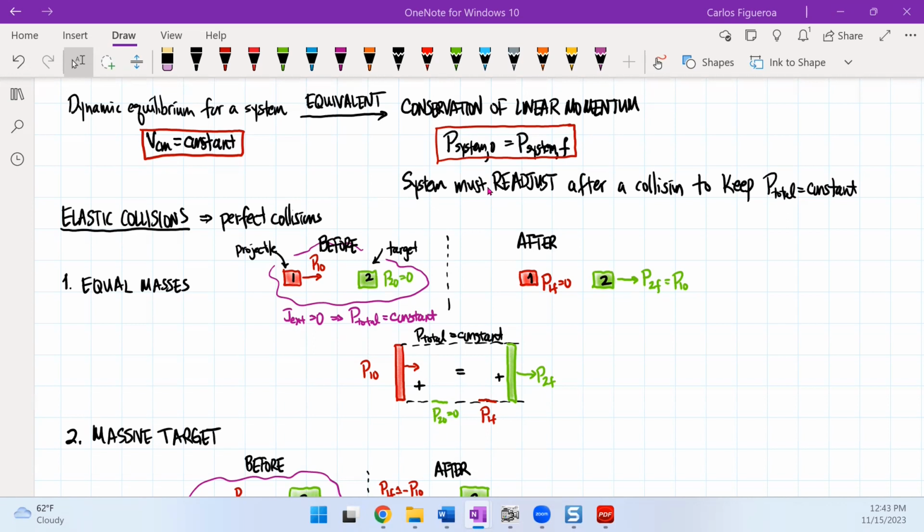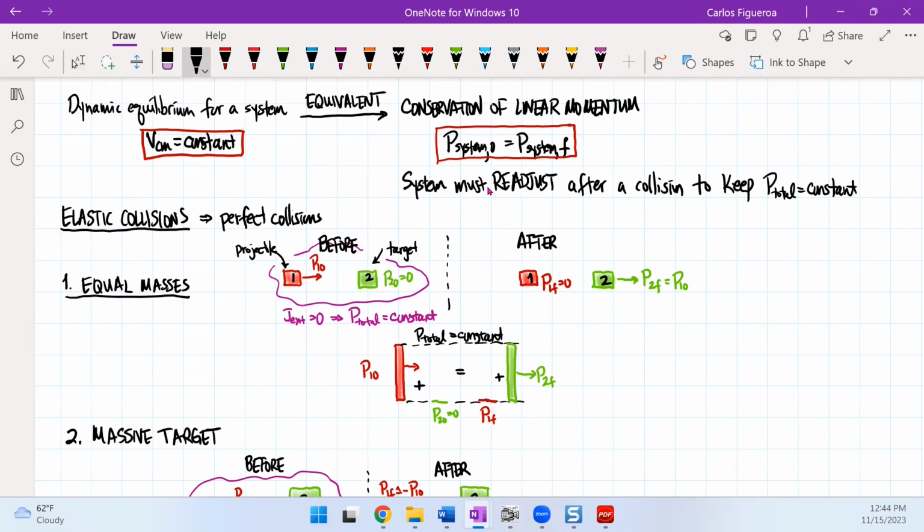And what we ended up doing here is that we broke it up into 3 cases, but we only got to 2 of them. So what we said here is that we looked at case 1. We looked at the situation of equal masses. So I have block 1 coming in at P1 initial, which is the red. And that's what we call the projectile. And then we had block 2, which is the target, had its momentum, P2 initial, equal to 0.